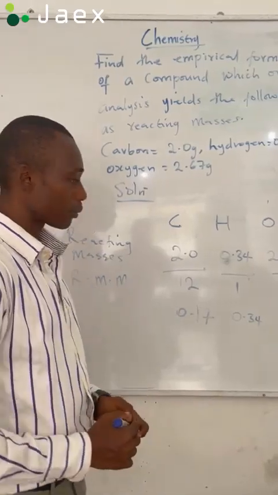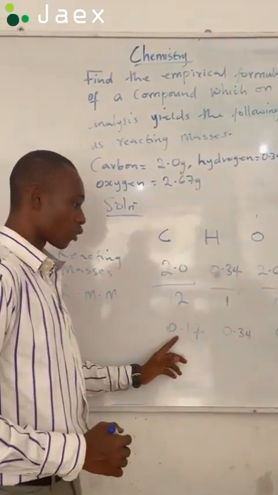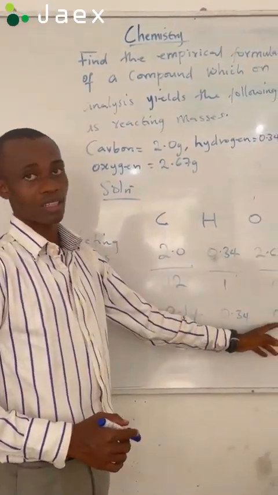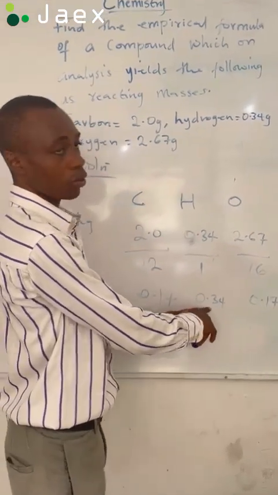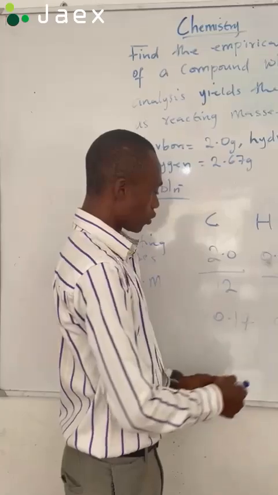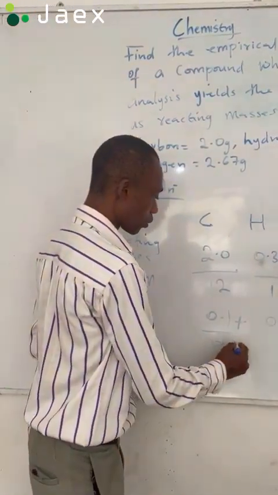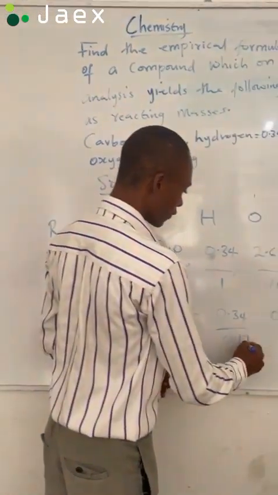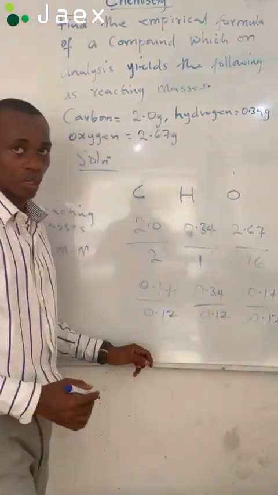Now the next step is to divide by the smallest possible number. Now this is 0.17, this is 0.34, and this is also 0.17. Now you check, between 0.17 and 0.34, which one is smaller? Now 0.17 is smaller than 0.34. So we have to divide through by the smallest, which is 0.17. So we divide that by 0.17, we also divide that by 0.17, and we do the same thing, we divide that by 0.17.